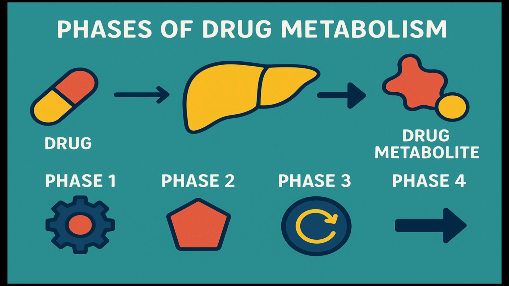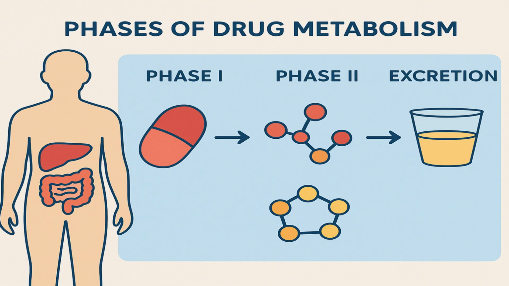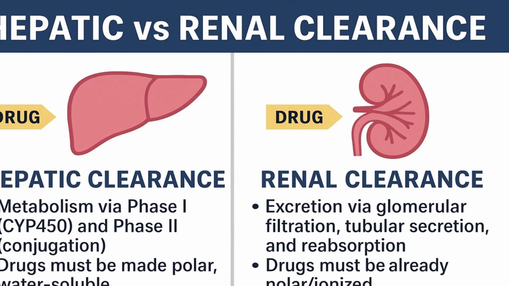Usually, yes. Phase 1 often involves the cytochrome P450 enzymes, the famous CYP450s. They make small chemical changes like oxidation or reduction, preparing it, really. And phase 2? Phase 2 is conjugation. The body sticks a big polar molecule onto the drug or the phase 1 metabolite. Glucuronide is a common one. This makes it much more water-soluble, like putting a big kick-me-out sign on it for the kidneys.